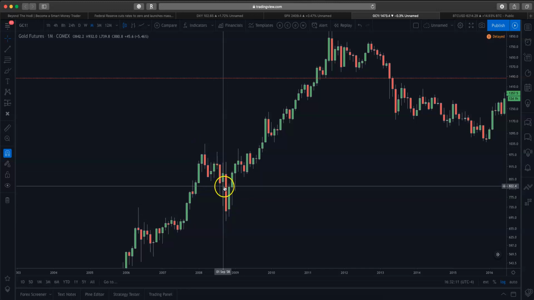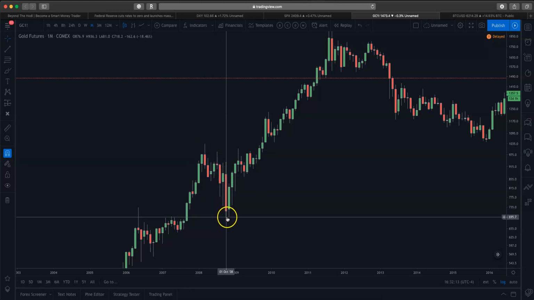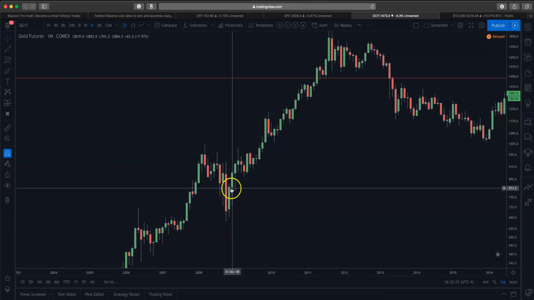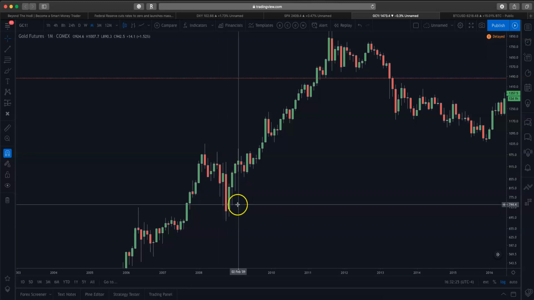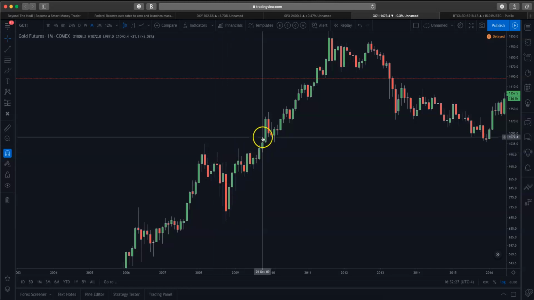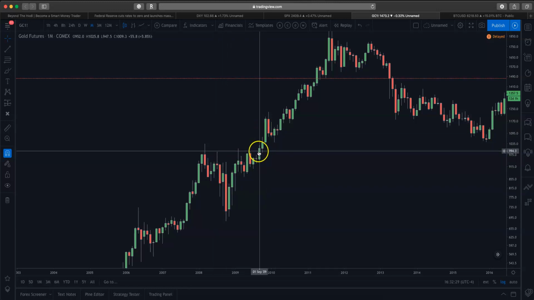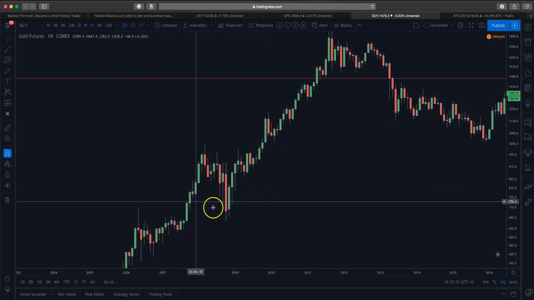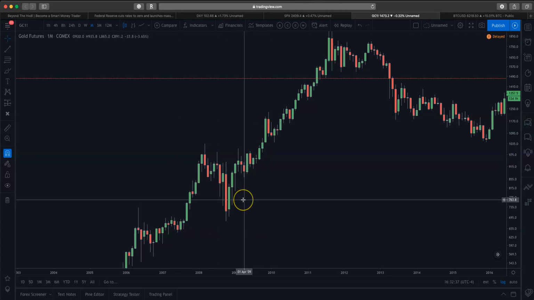But notice where gold bottomed. Gold bottomed in October of 2008, and in November of 2008, gold had already started rallying. So when the quantitative easing program was announced in November of 2008, we had already seen a bottom in gold, and then gold kind of consolidated, and then it finally broke out later on in 2009. Around October, November of 2009, gold truly broke out. So we can see a different behavior from gold than what we've seen from the S&P right here.